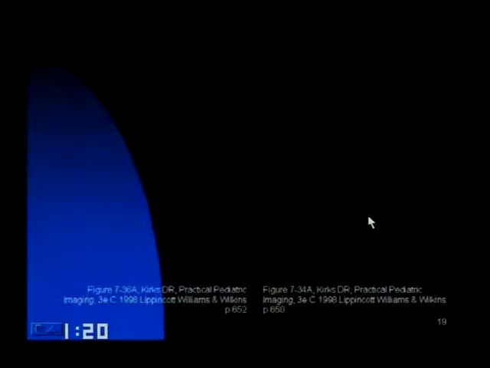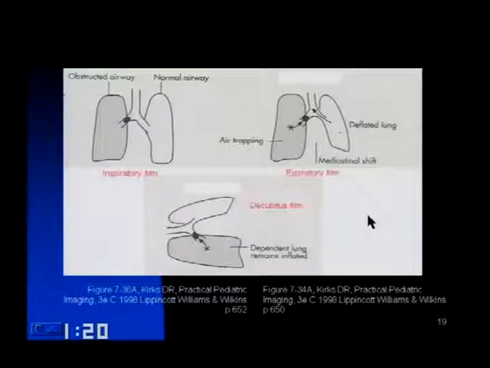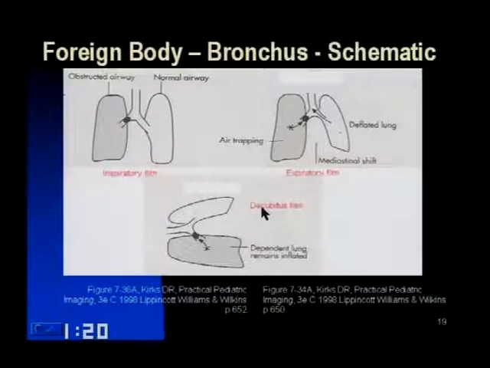And a schematic showing once again a foreign body in the right bronchus, a lucent overinflated lung, also seen on expiratory films. The same finding is seen with the dependent lung, and this is a foreign body in the right bronchus. Of foreign bodies inhaled, the findings are most likely to be in the right mainstem bronchus, followed by the left mainstem bronchus, followed by the larynx or trachea.